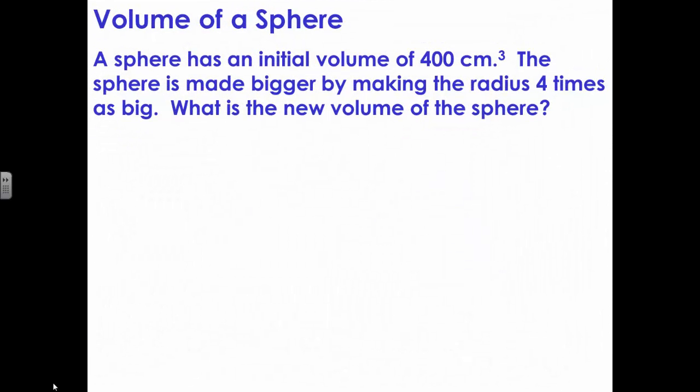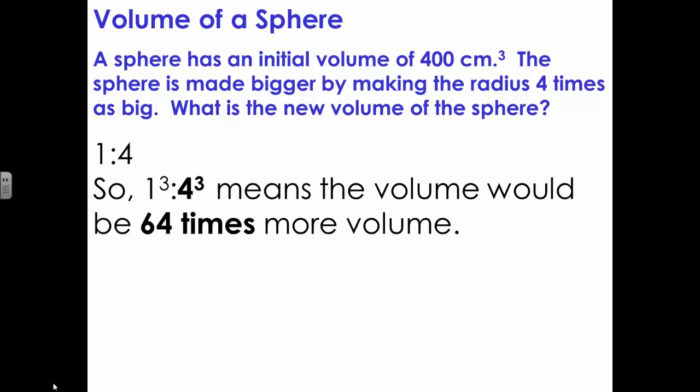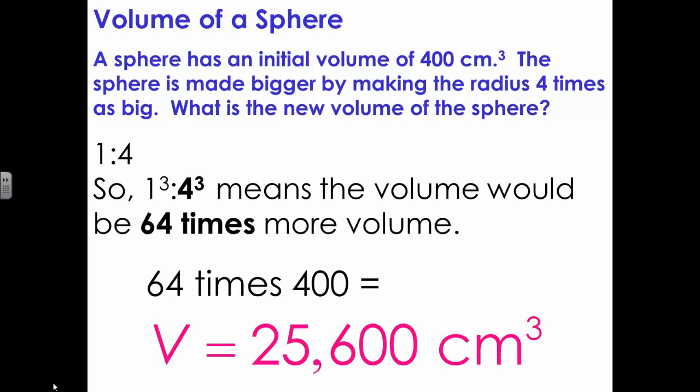A sphere has an initial volume of 400 cubic centimeters. The sphere is made bigger by making the radius 4 times as big. What's the new volume of the sphere? So again on this one, we're going to use the ratio relationship. I'm going to do this radius 4 times as big. So it's a 1 to 4 ratio. Well, when finding volume, it cubes that amount. So it's really looking at a 4 cubed, which is 64 more times the volume. So 64 times the 400 gives me my new volume.